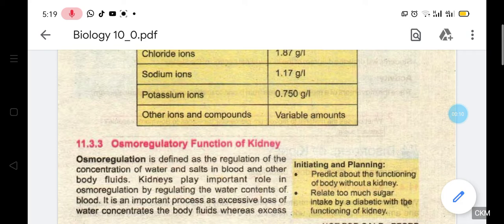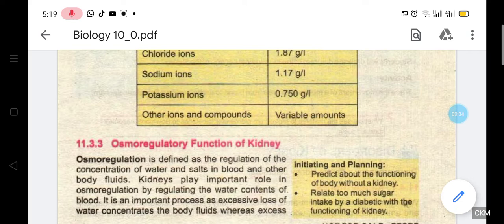Students, today we are going to discuss the osmoregulatory function of the kidney. We know it very well, the kidney helps in osmoregulation. If you remember, we have learned before what osmoregulation is. Osmo means water and regulation means to regulate. Basically, the kidney is also regulating the water in our body.